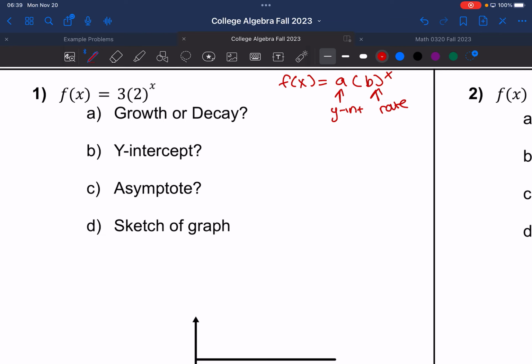So part A says, is this a growth or decay? So look at our b value, which is 2. Is 2 greater than 1? Yes, so it is a growth. It's a growth because 2 is greater than 1. Okay. Then it's asking for our y-intercept. Remember, our y-intercept is always that first number. So what's our y-intercept here? 3, so 0, 3. Okay. Part C says, what's the asymptote? We said it's always y equals 0.